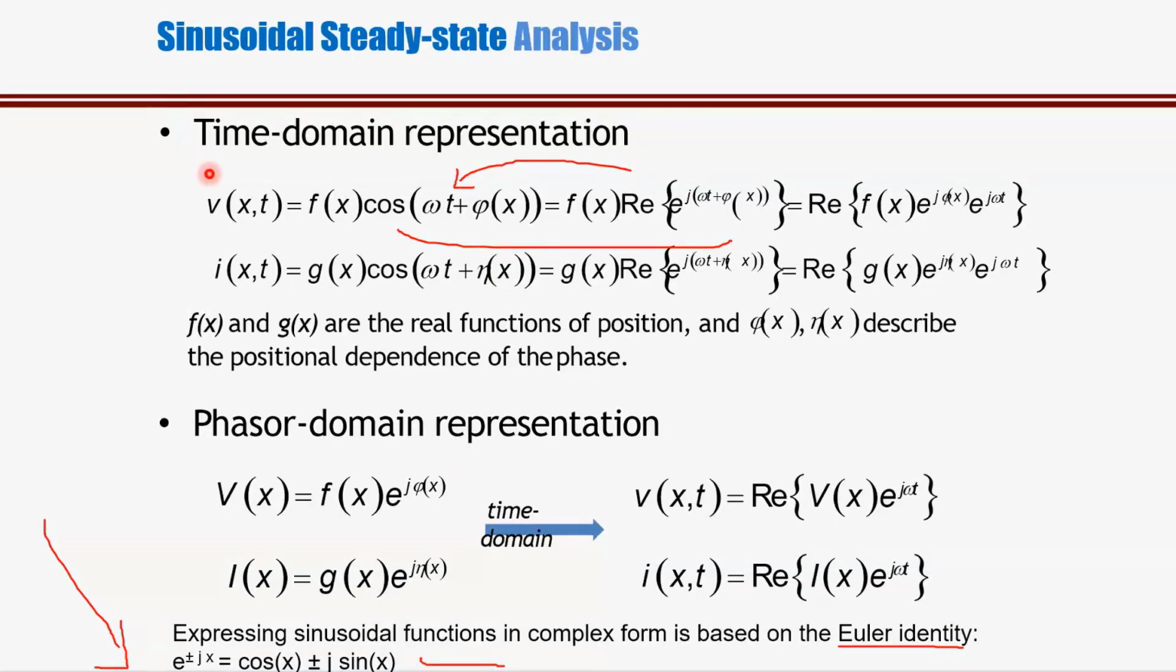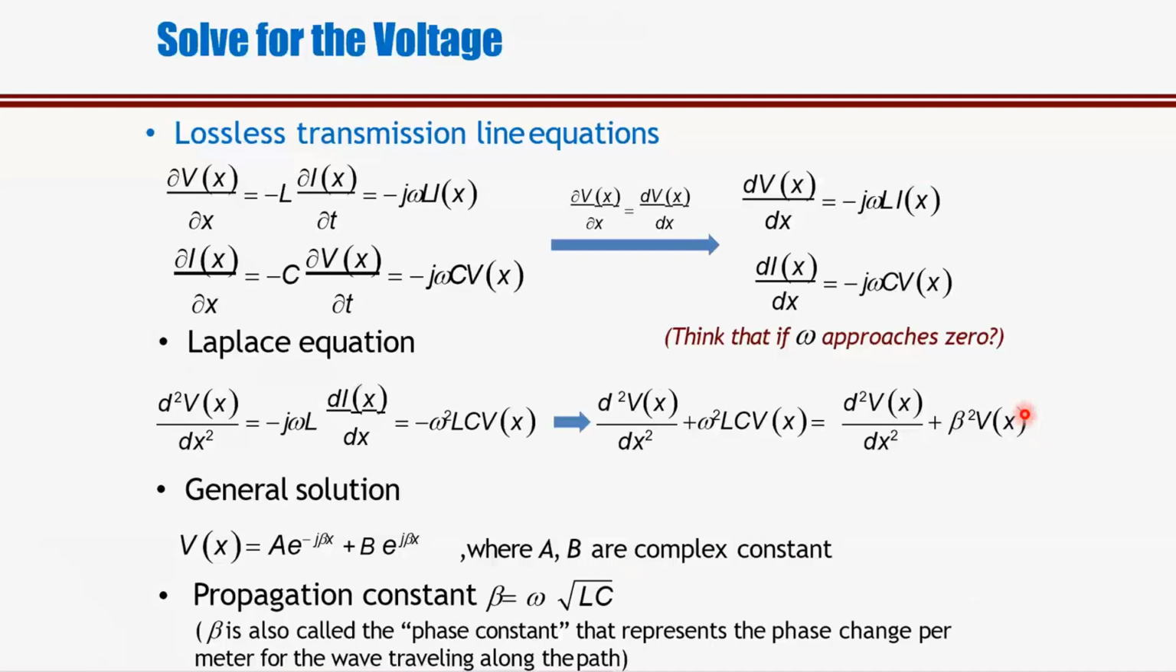Okay, so these equations above are represented in phasor domain and time domain. If I want to represent it in the phasor domain, then I will attach e raised to j phi x. If I want to represent it in time domain also, then V(x,t) is equal to the real part of V(x) e raised to j omega t, and the real part of I(x) e raised to j omega t. So this is nothing but the phasor and time domain representation.